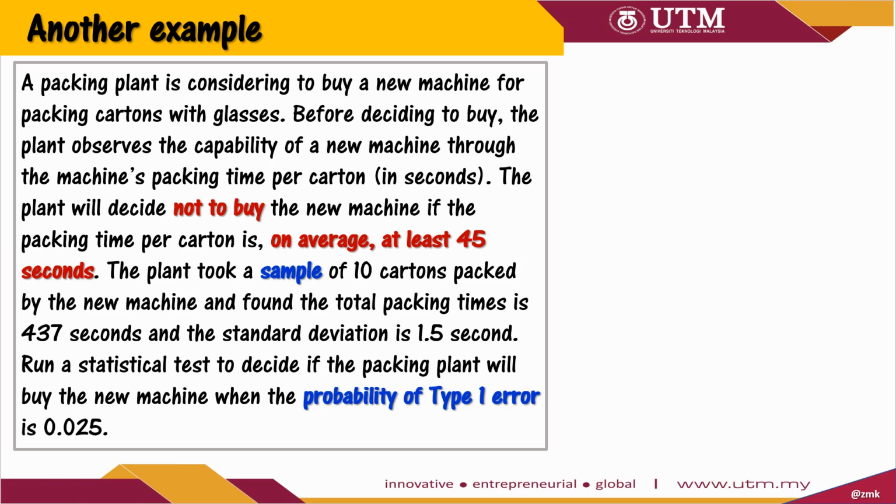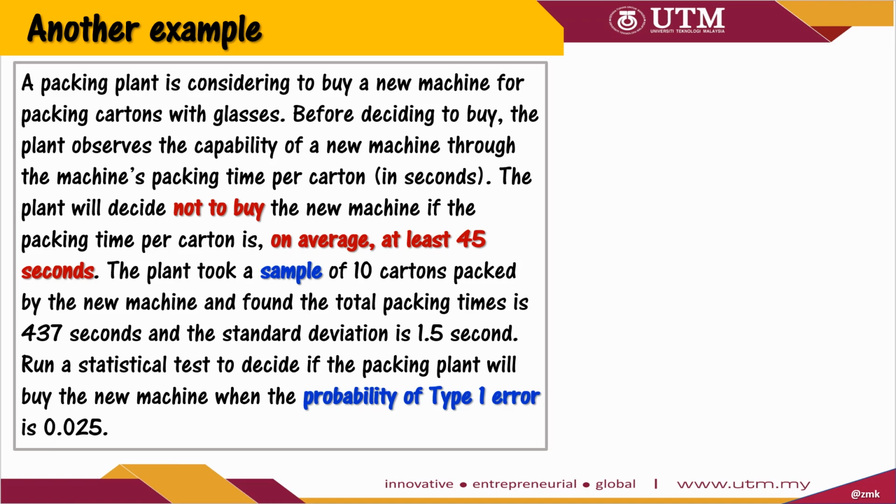The plant took a sample of 10 cartons packed by the new machine and found the total packing time is 437 seconds and the standard deviation is 1.5 seconds. Run a statistical test to decide if the packing plant will buy the new machine when the probability of type 1 error is 0.025.